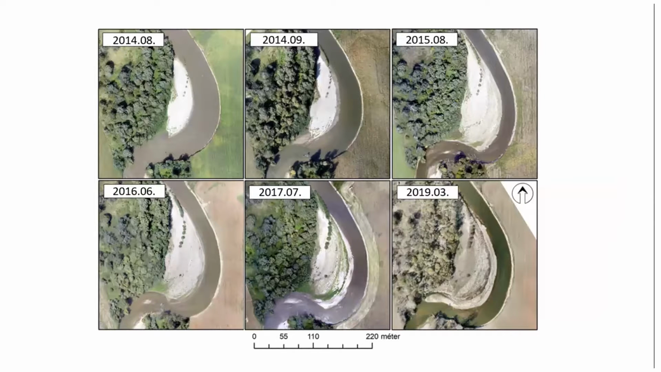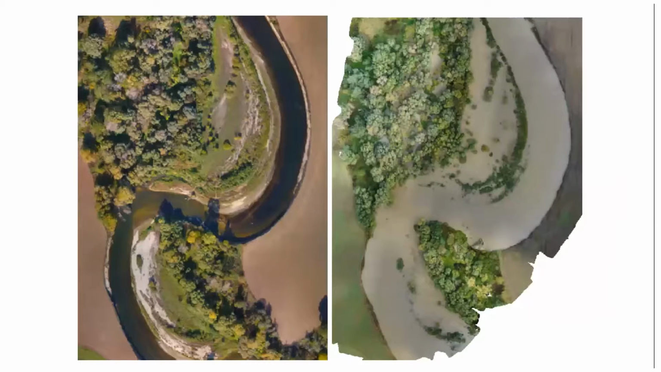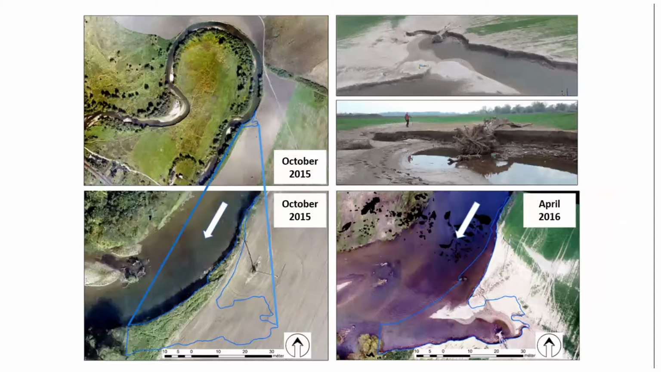Of course, they serve as a monitoring tool, which is not always possible, or not in a cheap way, from the traditional remote sensing technologies. And yeah, sorry, it was already shown. And these are some of the examples.